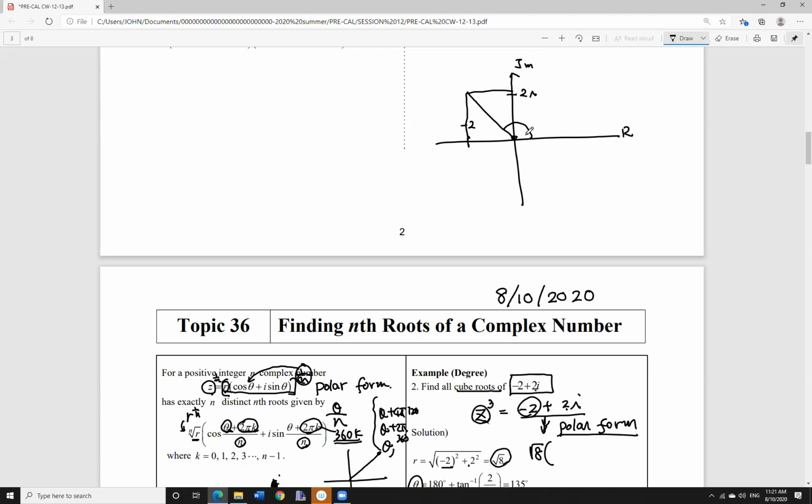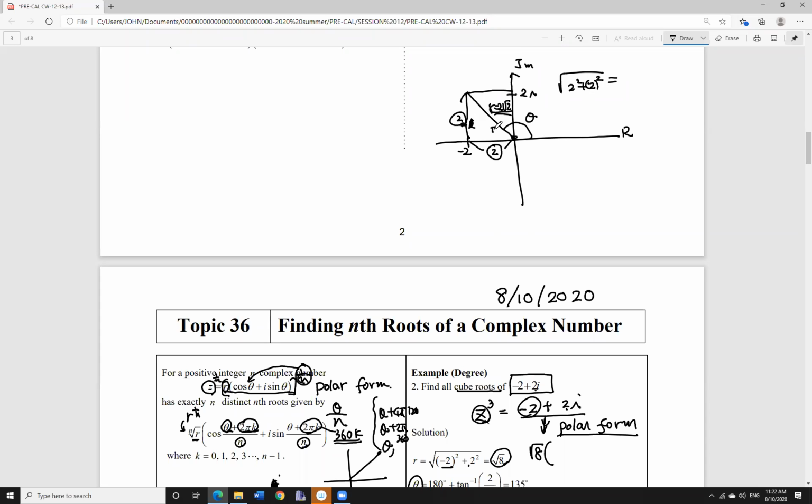So just find the distance. This distance is 2, and this distance is 2. What is r? r equals 2 root 2, right? Or you can use the square root of 2 squared plus 2 squared. It doesn't matter, negative 2 squared is the same thing. So r is this one, but we need this angle over here, isn't it?